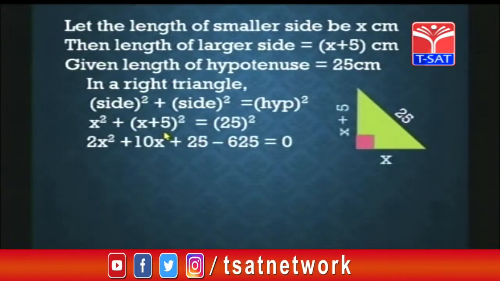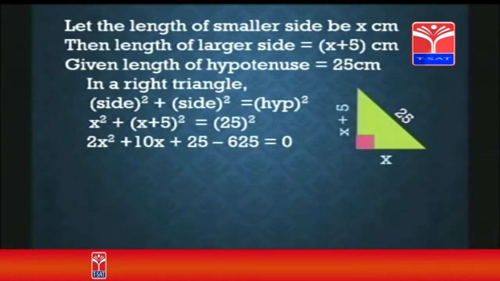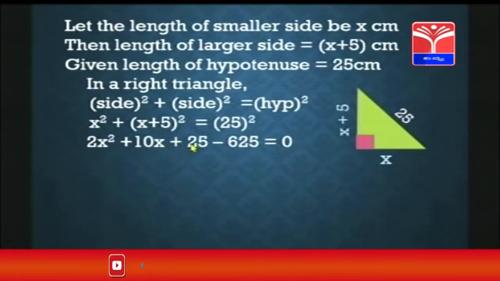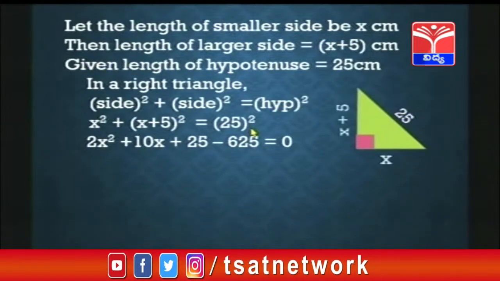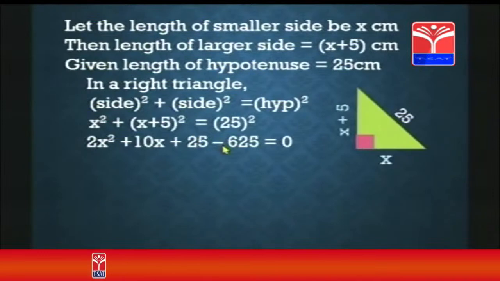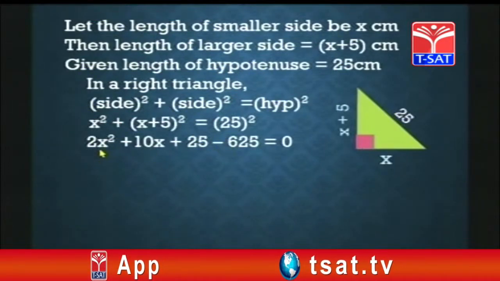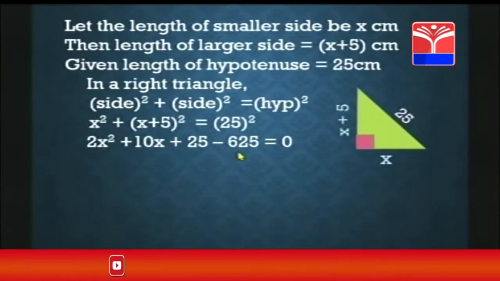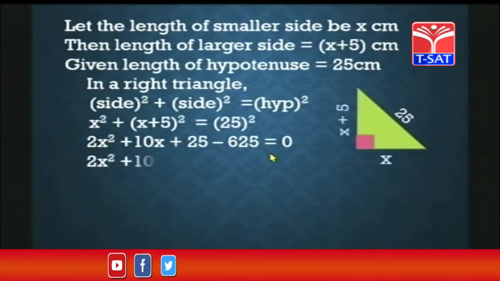So, when we simplify this further, we see x square plus x square over here gives me 2x square plus 10x plus 25 and 25 square gives me 625 and I am transposing this 625 to the other side and I get minus 625 here. So, my equation is 2x square plus 10x plus 25 minus 625 is equal to 0.